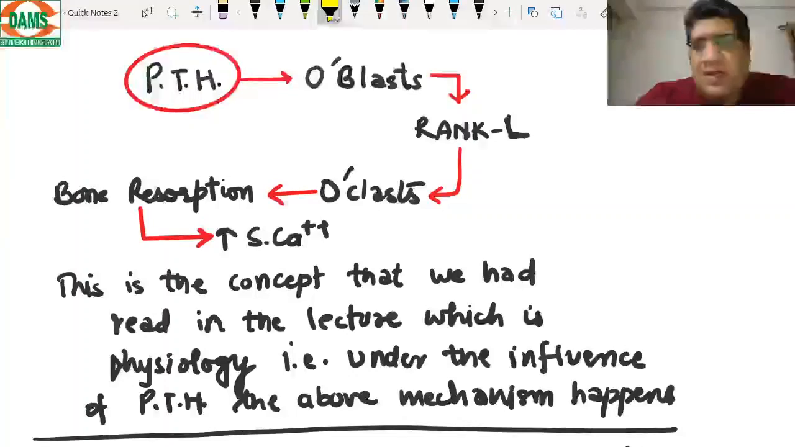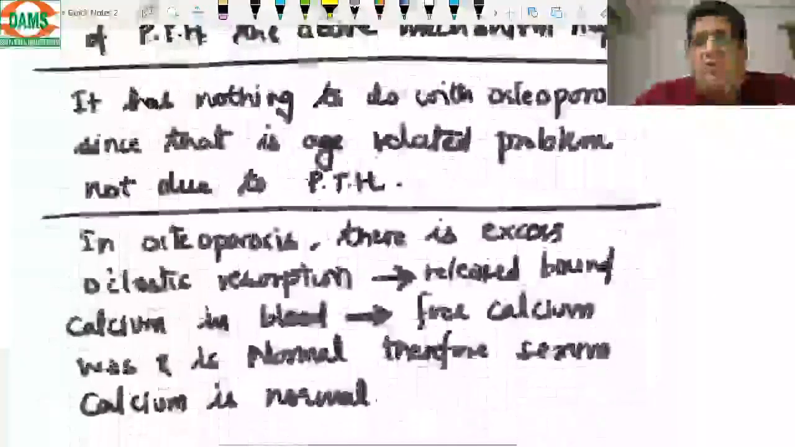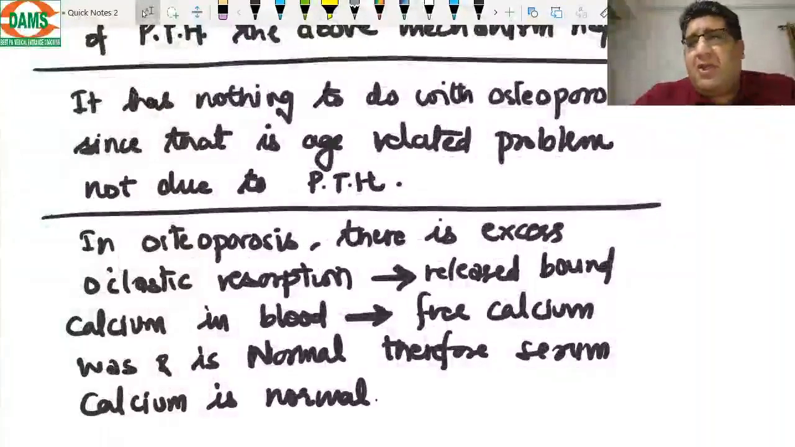Now, this has nothing to do with the topic of osteoporosis. Our grandparents are having osteoporosis. Do you think your grandmother, I'm telling you she's osteoporotic, do you think she's having hyperparathyroidism right now? Do you think she's having some parathyroid hyperplasia or parathyroid adenoma? No. Osteoporosis is something which is an age-related problem and not due to parathormone.